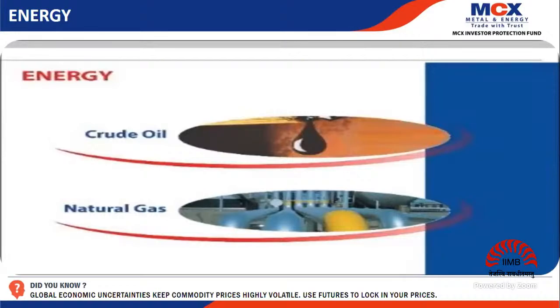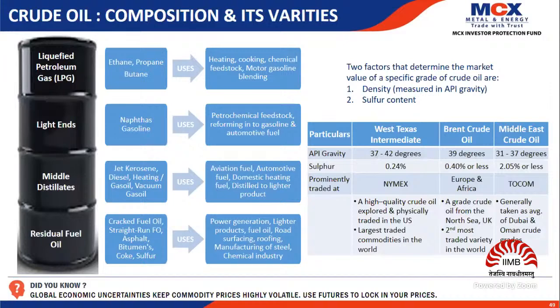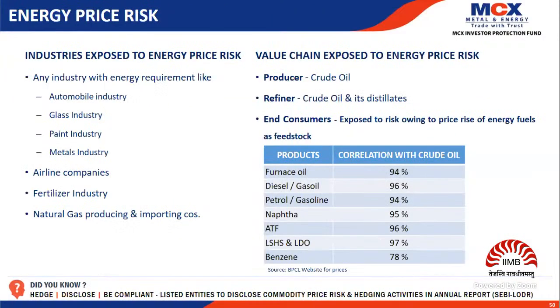Under energy, we know that there are crude oil and natural gas. This price is not exposed to only one particular industry. For example, crude oil price risk is associated with the glass industry or the paint industry. Even for paint, crude oil is required, so related companies like Asian Paints, Berger Paints and Indigo Paints are listed in equity markets. Metal industries are there, and airline companies also. If there is a surge in crude oil prices, airline companies might hike their ticket prices and airfares. So it affects a lot.